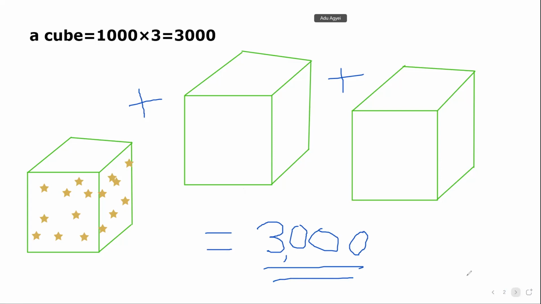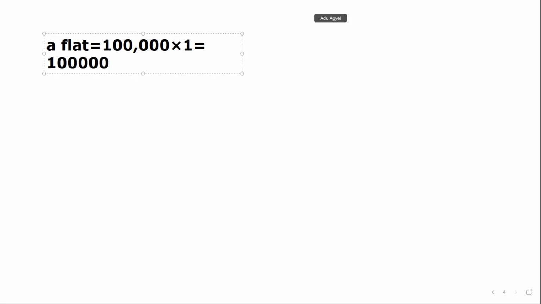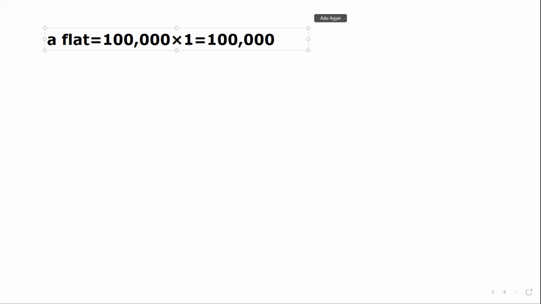Now you are going to draw a flat. And we know a flat is equal to 100,000 times 1, because you are going to draw only one, and that will be 100,000. So one flat will be equal to 100,000.